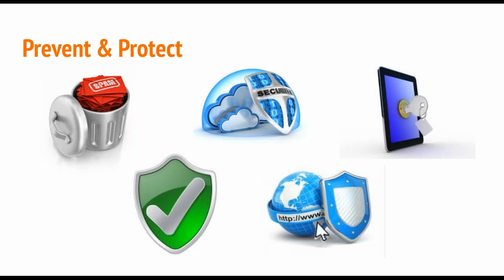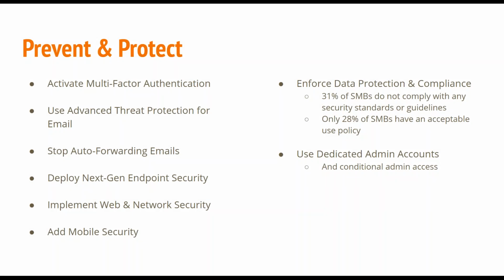Prevent and protect has a whole spectrum of services around different aspects in those threat vectors. So we'll walk through them. There are certain things that we see need to be part of prevent and protect: multi-factor authentication to protect identities, advanced threat protection for sophisticated phishing and spoofing in emails, and no longer allowing auto-forwarding of emails, because those are used by hackers to gain information that helps them navigate your network.